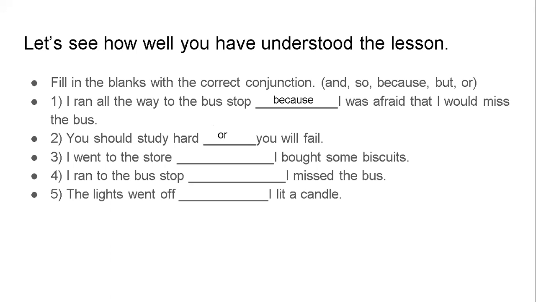Let's see if you got it right. The answer is and. The fourth one, I ran to the bus stop, dash, I missed the bus. What do you think? But. And the last one, the lights went off, dash, I lit a candle. This is the easiest because only one word is left. So it is so. I do hope you got them all right, because if you got them all right, it means that you have understood today's lesson very well.